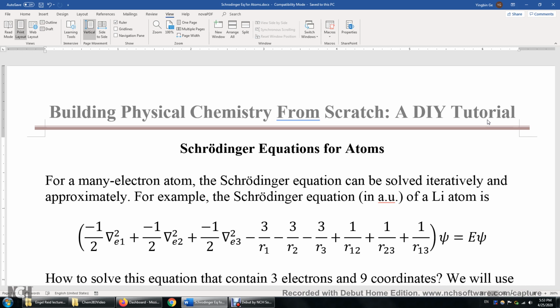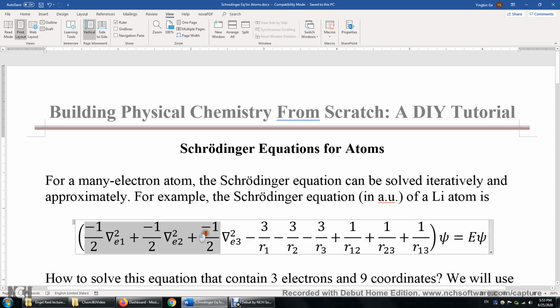Well, it's H psi equals E psi. H is the total energy operator. Therefore, H is the kinetic energy plus the potential energy. So where is the kinetic energy? Over here. These 3 terms are the kinetic energy of the 3 electrons. What about the kinetic energy of the lithium nucleus? Well, it's much smaller than the kinetic energy of the electrons and thus negligible.